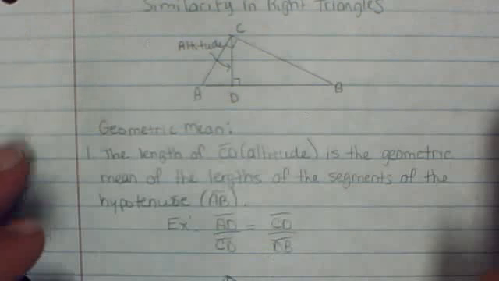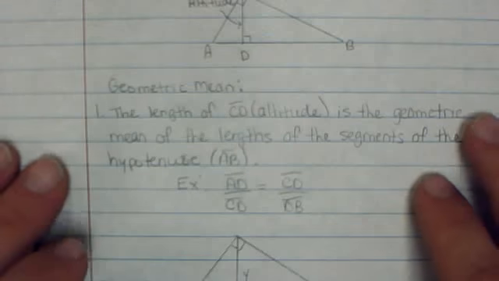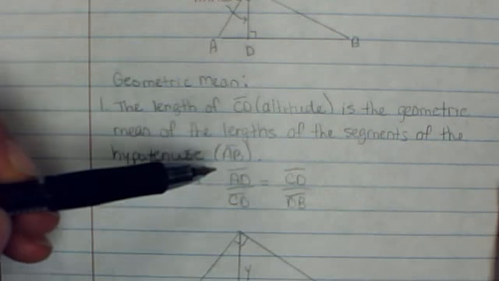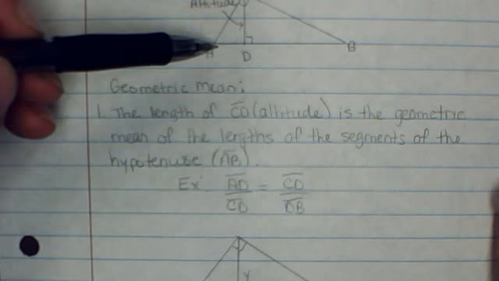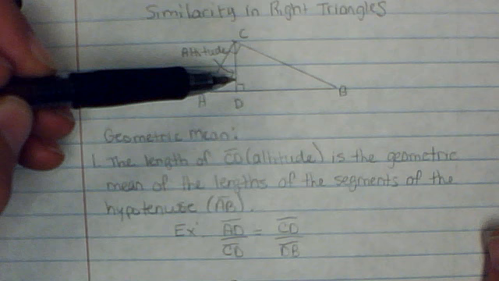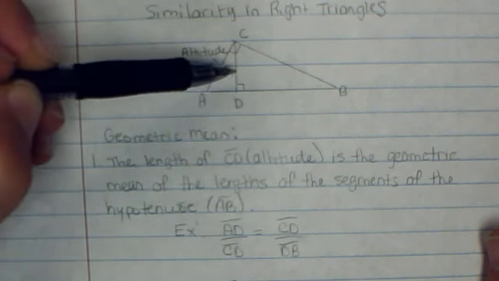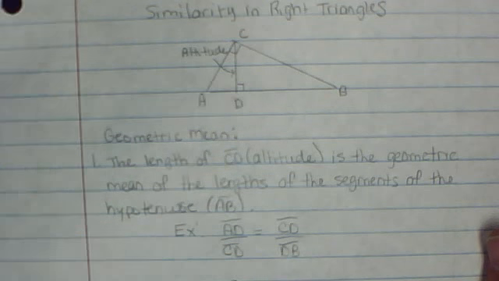So the definition of a geometric mean is here. It's the length of CD, which is this altitude. That's the geometric mean of the lengths of the segments of the hypotenuse. Okay, the altitude is the geometric mean of the lengths of the segments of the hypotenuse. So what I mean by that is that we're going to set up this ratio of AD, which is this side, over CD, the altitude, equals the altitude over DB. So AD over CD equals CD over DB.